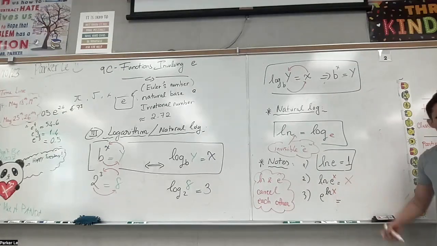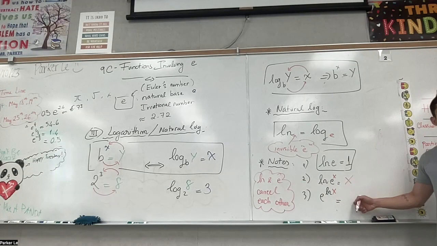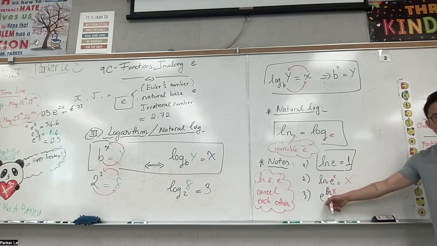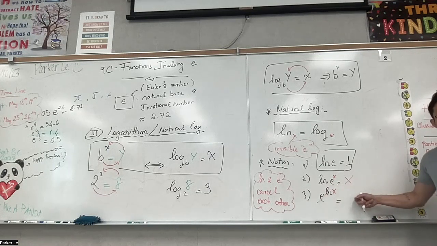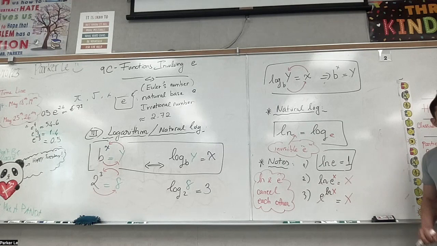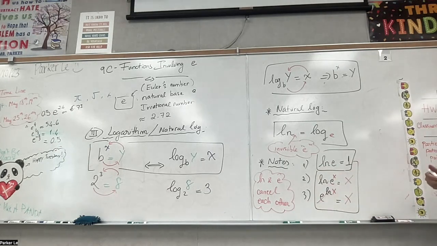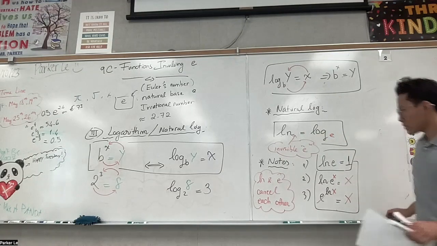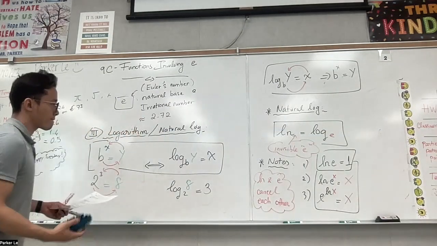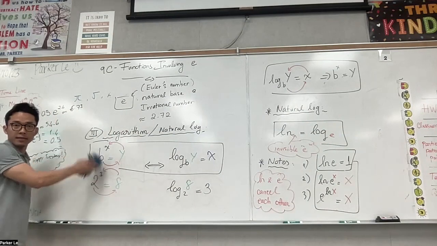How about e, ln, and x? What is the answer? What do you think? I see ln and I see e, right? So it still cancels out. What do you have left? x. It's still x. So that is the property, the note we have for this one. So those three are the notes we have. Remember, log e is equal to ln.